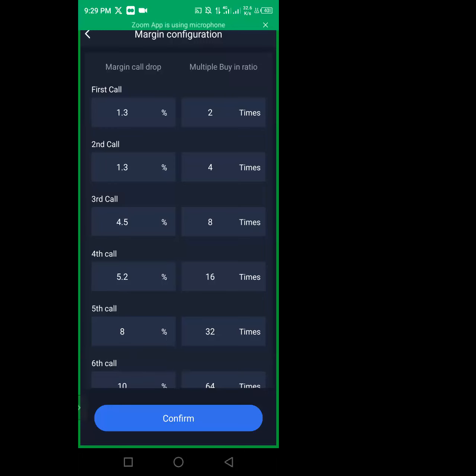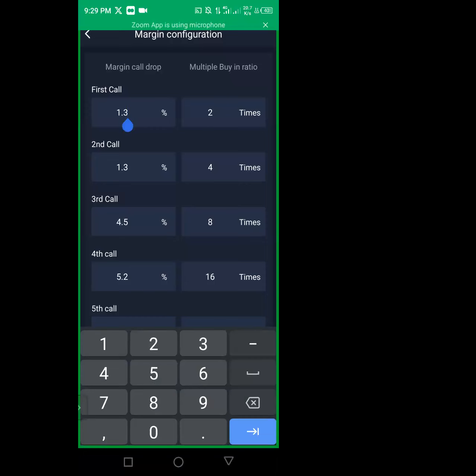So, anything you fix on the first score, 1.3%, it means that the robot will automatically generate the price when this coin drops by 1.3%. The robot will see the price that the coin will be at when the coin reduces by 1.3%. It's the work of the artificial intelligence robots to calculate. You only set it well.